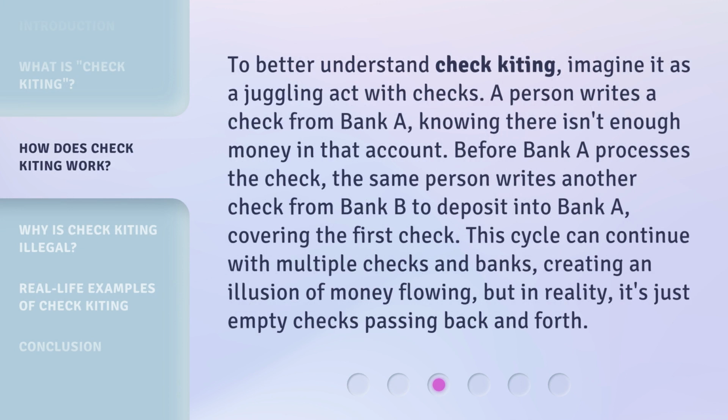To better understand check kiting, imagine it as a juggling act with checks. A person writes a check from Bank A, knowing there isn't enough money in that account. Before Bank A processes the check, the same person writes another check from Bank B to deposit into Bank A, covering the first check. This cycle can continue with multiple checks and banks, creating an illusion of money flowing. But in reality, it's just empty checks passing back and forth.